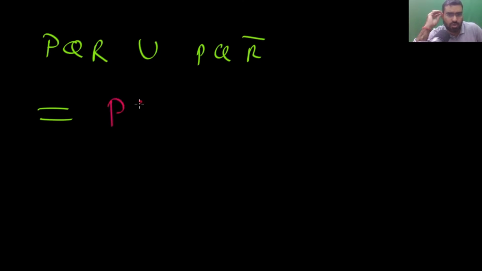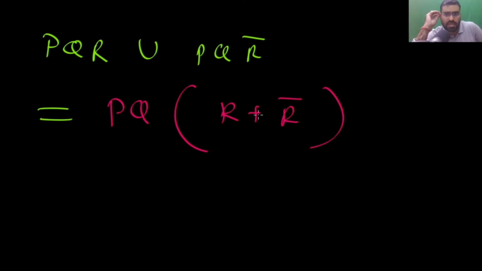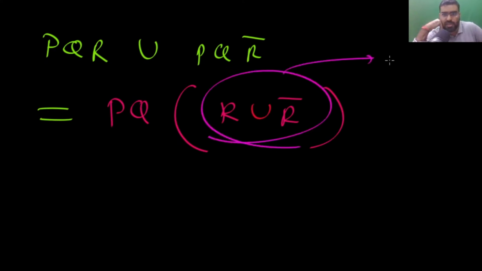If you have PQR union PQR bar, then you can take this PQ out. Then it will be R union R bar, and that will be the universal set. So this is going to be the universal set M.